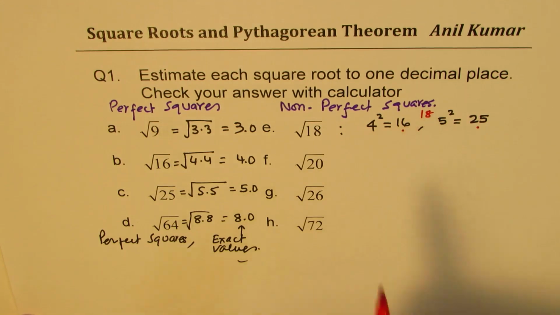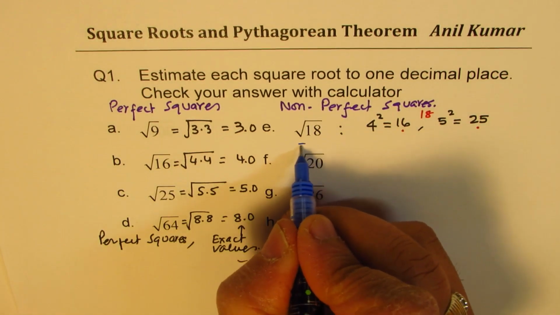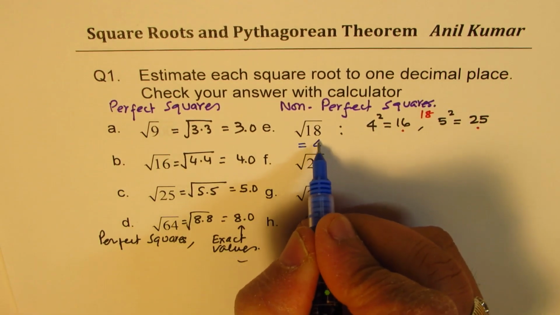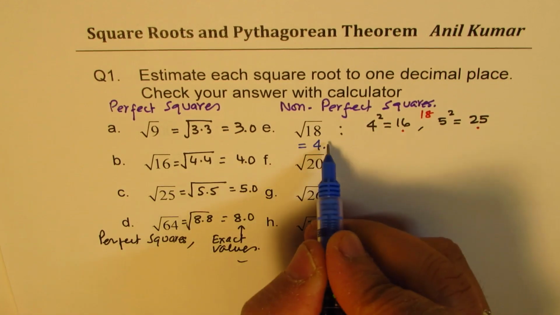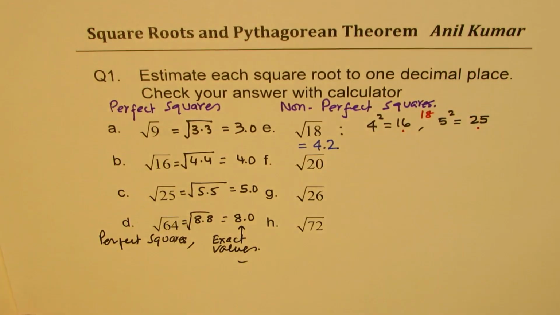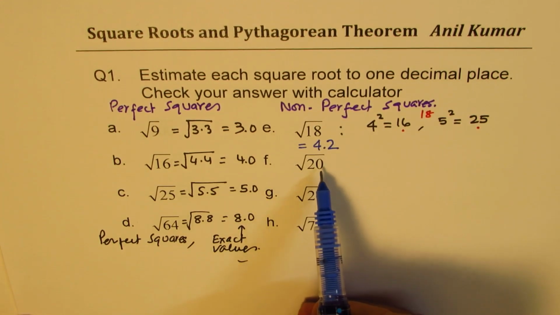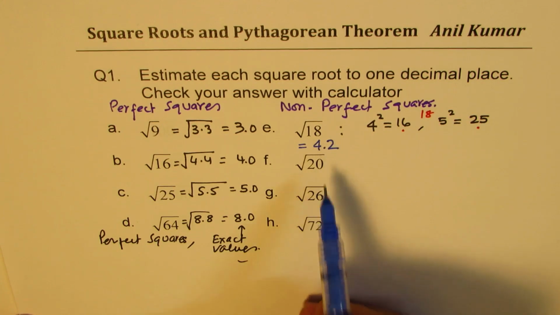So that means it is more than 4 and less than 5. So slightly more than 4. That means 4 point something, very close to 4. So let's write 4.2. Does it make sense to you? So that is our estimate. Correct? So to estimate, we check for numbers which are perfect squares close by.